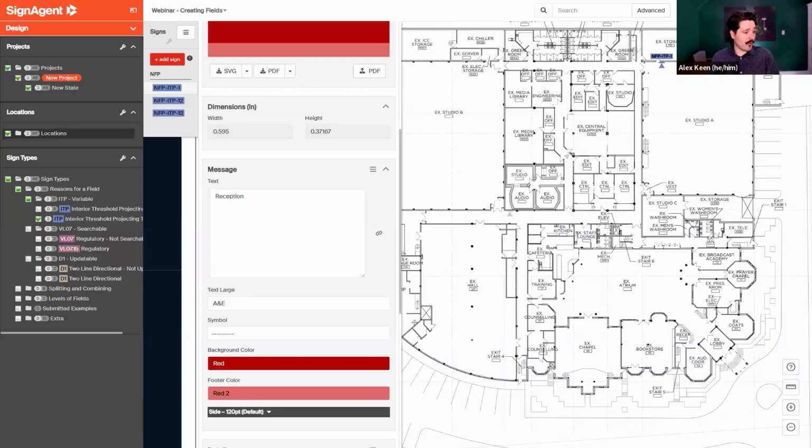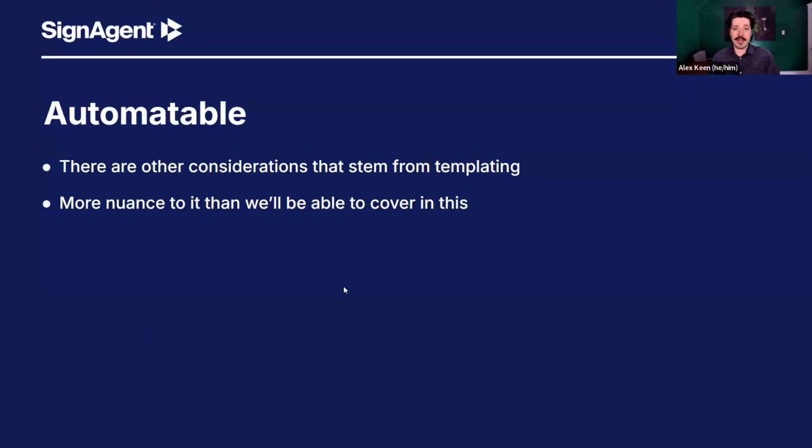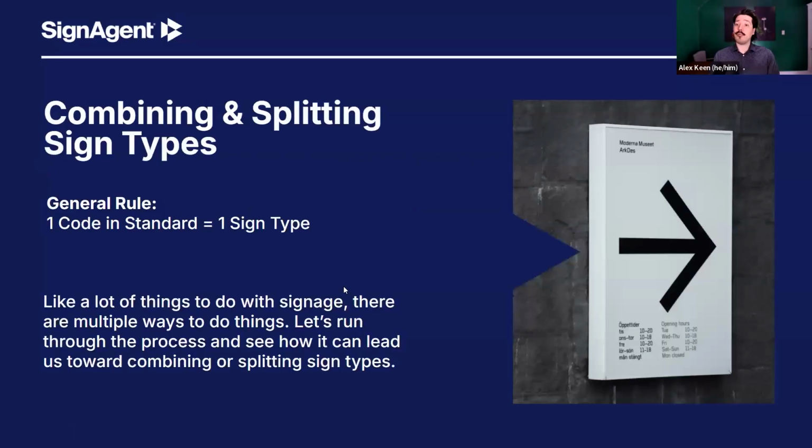Okay, so that's everything that we want to think about when coming up with the fields for a sign type. Let's go the other direction. Let's talk about how these fields can affect what is a sign type in the system. And so the general rule is always if there's a code in the sign standard, it equals a sign type in SignAgent. That's a great starting point, and it may never get more complicated than that.